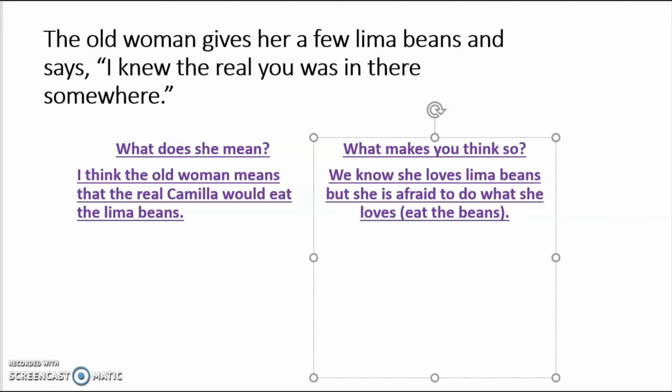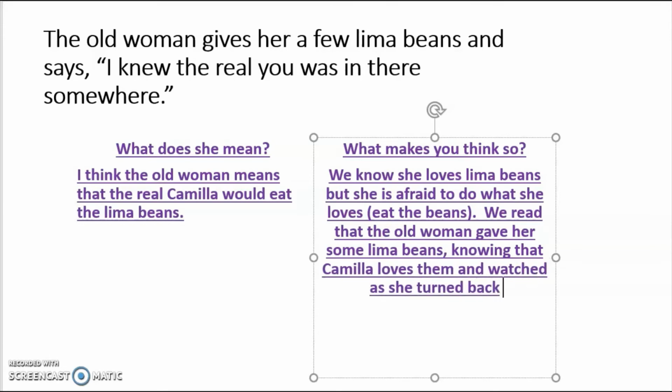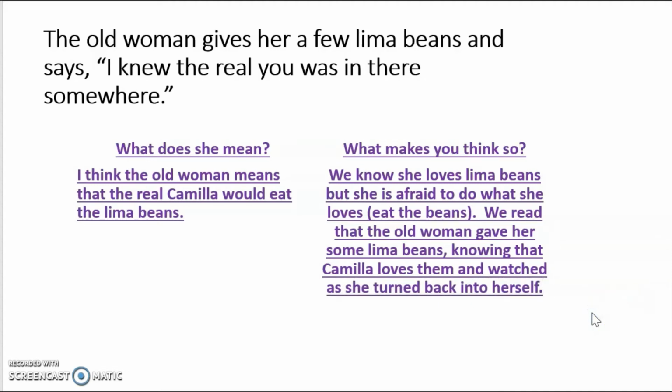We also said that we read that the old woman gave her some lima beans, knowing that Camilla loves them, and watched as she turned back into herself. So again, good readers, they're providing evidence that supports their thinking. We were looking at another character in the story and their effect on our main character, Camilla.